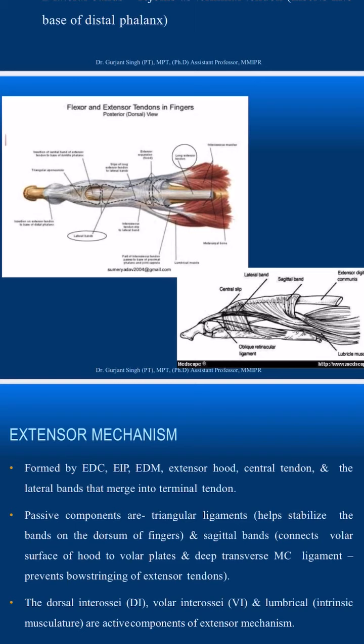And isolated contraction of the extensor digitorum communis muscle results in metacarpophalangeal joint hyperextension with interphalangeal joint flexion. The dorsal interossei, volar interossei and lumbrical muscles were creating the flexor force at the joint; with isolated contraction of extensor digitorum communis, there will be hyperextension at the metacarpophalangeal joint and flexion at the interphalangeal joint, making the hand positioned like a claw. This is called clawing of the hand.